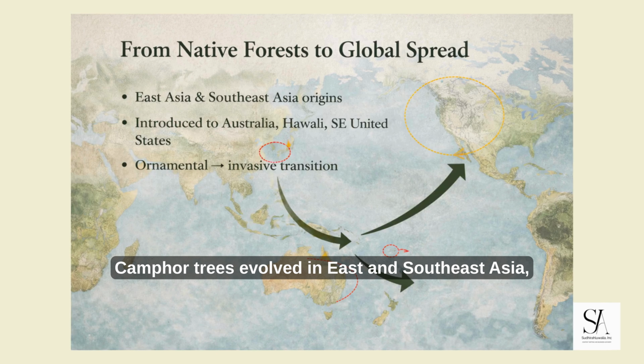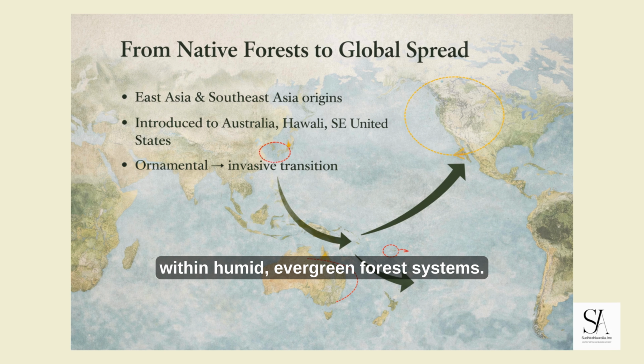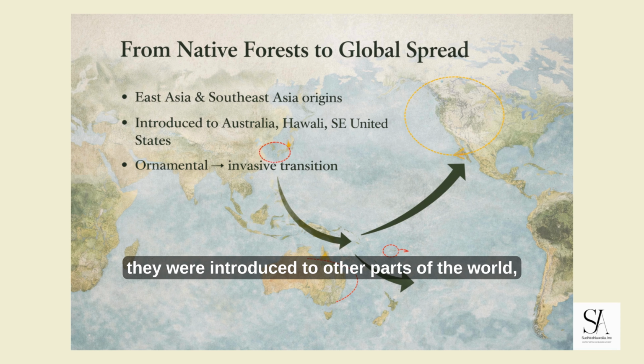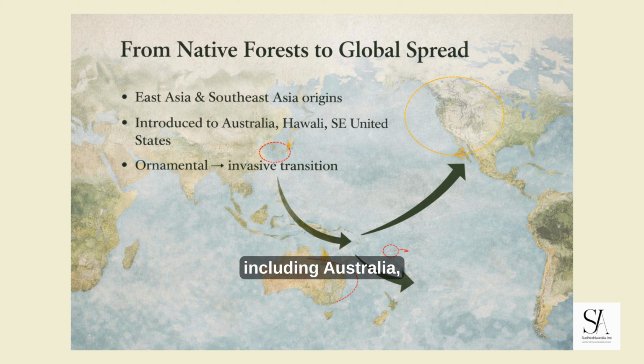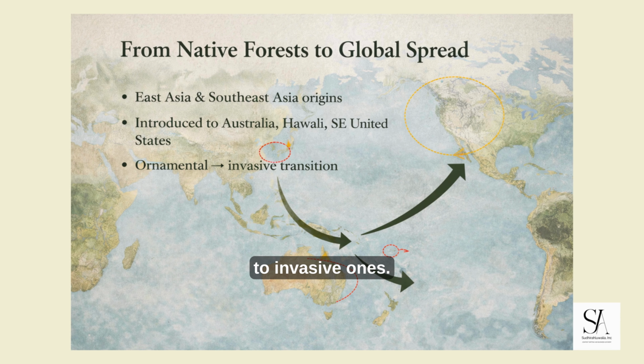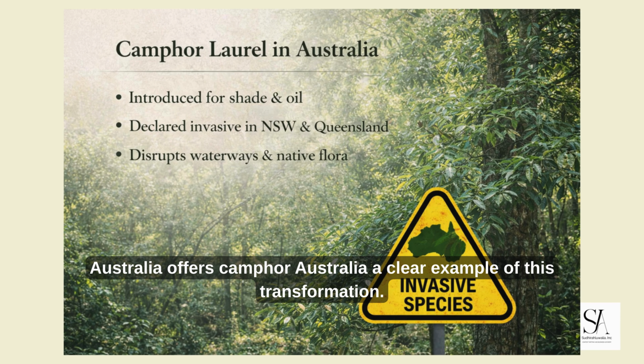Camphor trees evolved in East and Southeast Asia within humid, evergreen forest systems. During the 19th century, they were introduced to other parts of the world, including Australia, Hawaii, and the southeastern United States. Initially, these trees were planted for shade, ornamentation, and camphor oil extraction. However, in many of these regions, camphor trees escaped cultivation and began spreading aggressively, transitioning from ornamental species to invasive ones. Australia offers a clear example of this transformation.